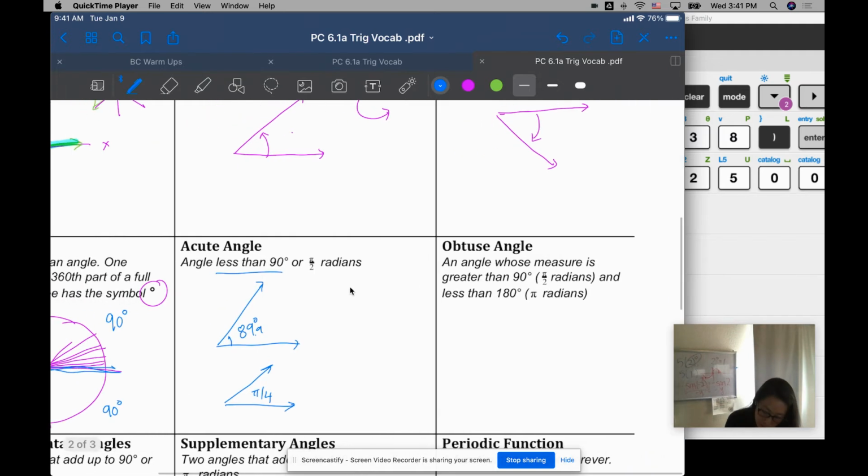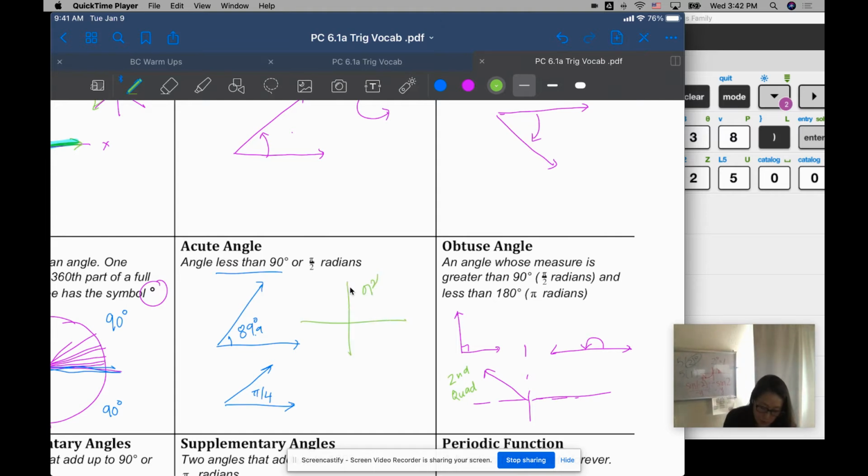An obtuse angle is an angle between 90 degrees and 180 degrees. So something like that. An obtuse angle would open in the second quadrant. Okay, an acute angle opens in the first quadrant.